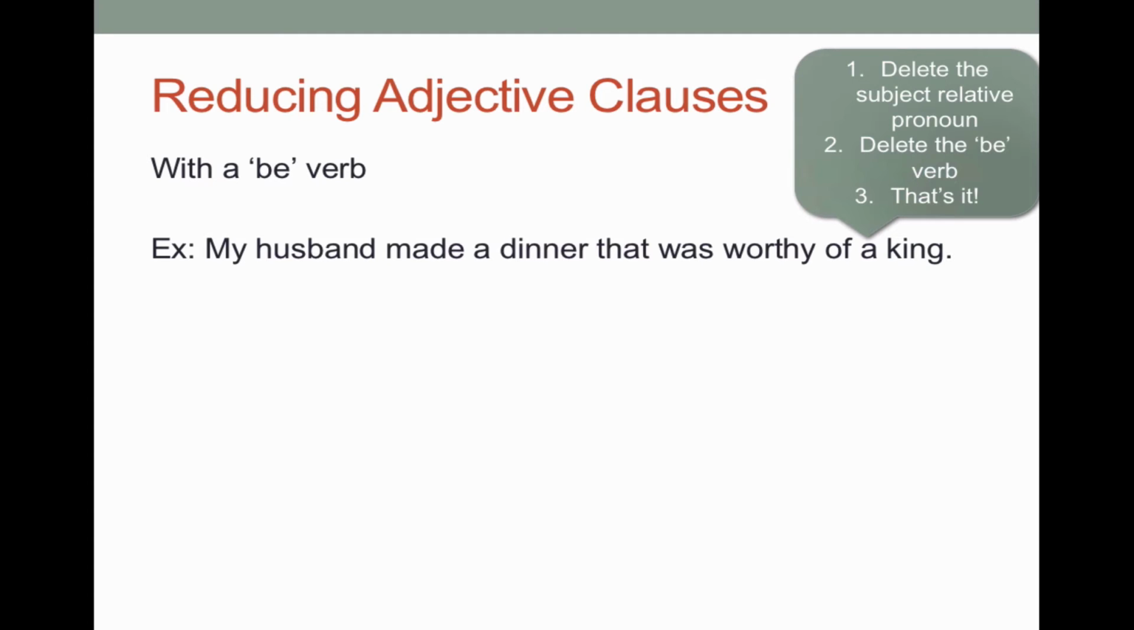In this first example, my adjective clause is, that was worthy of a king. That is my relative pronoun is the subject, was is my verb, and worthy is my adjective. So the first thing I do is I delete that, my subject relative pronoun, and I delete the be verb. And that's it. Now my sentence becomes, my husband made a dinner worthy of a king.